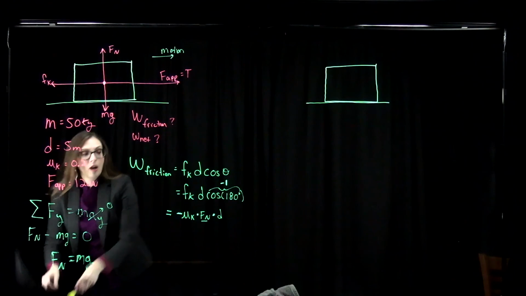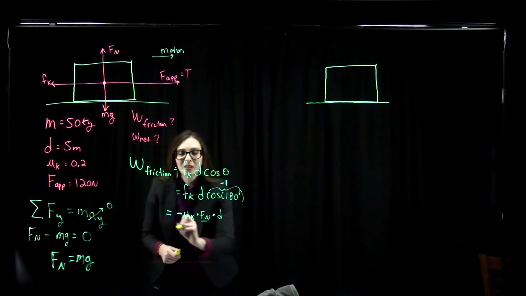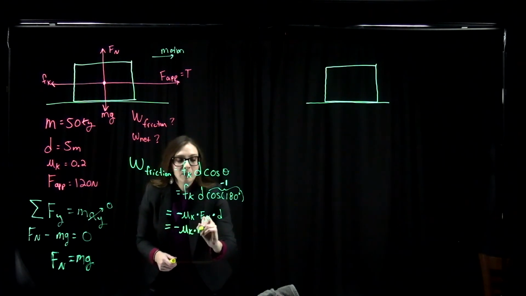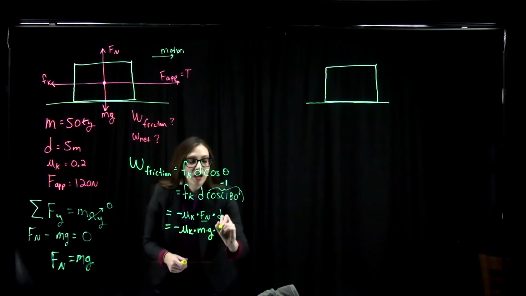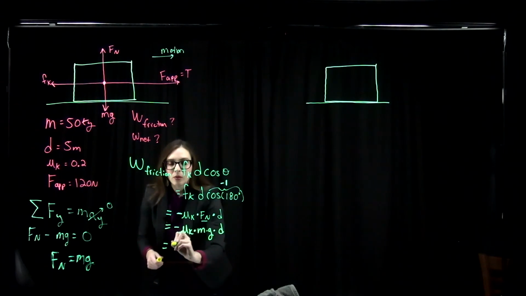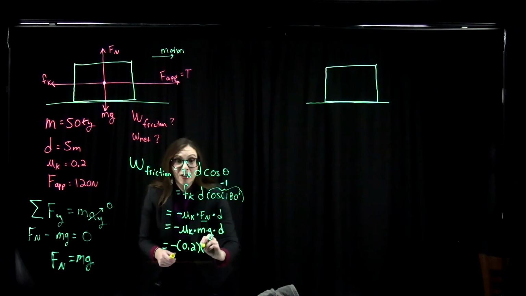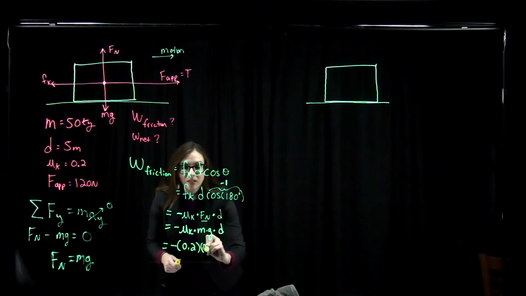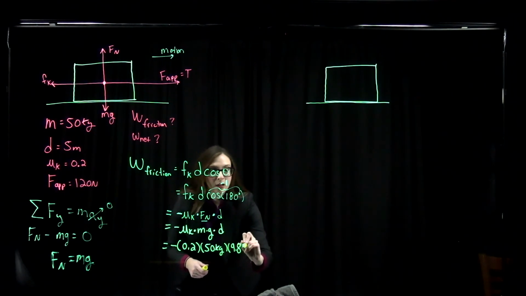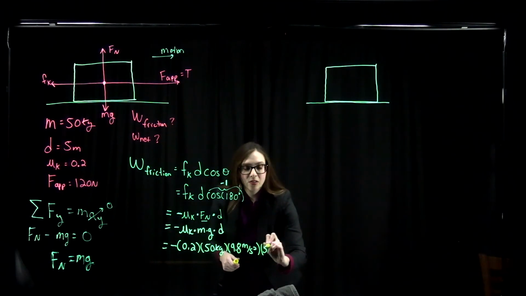So then we can come here and plug in mass times gravity for our normal force. So this is equal to minus mu k times mass times gravity times the distance that we pull, okay? And then that is equal to minus 0.2. That's our coefficient of kinetic friction times our mass, 50 kilograms, times 9.8 meters per second squared, times the distance we pull, which was 5 meters, okay?